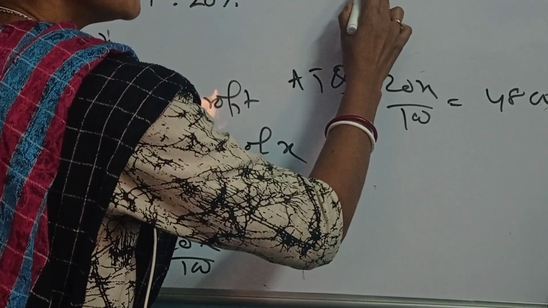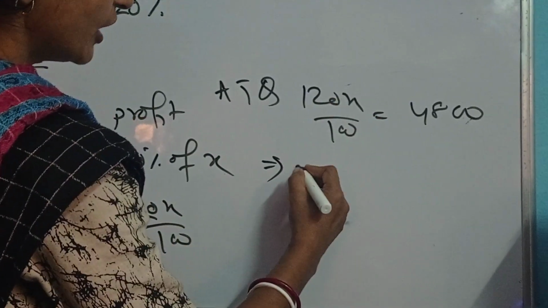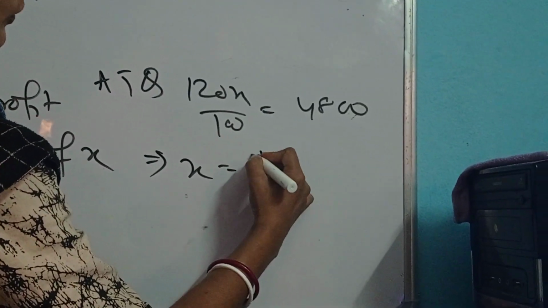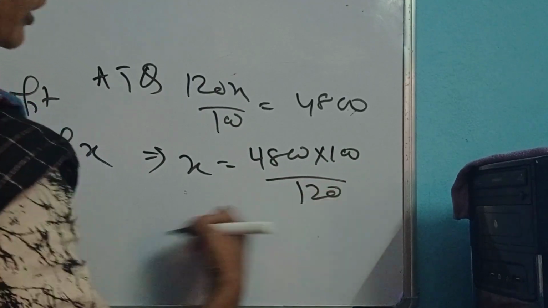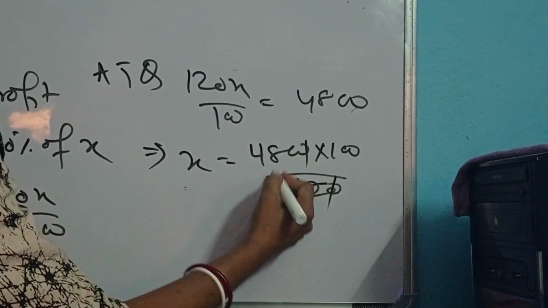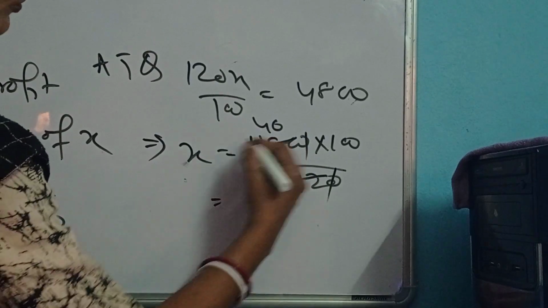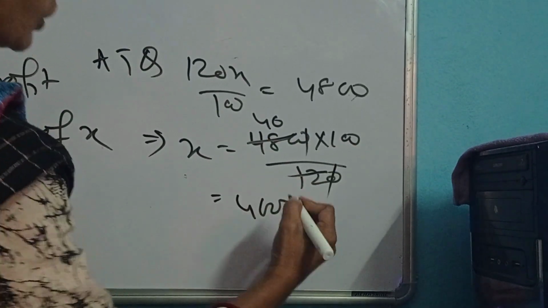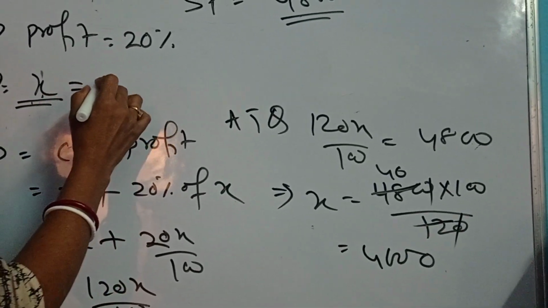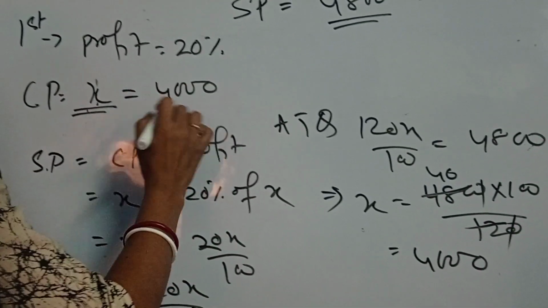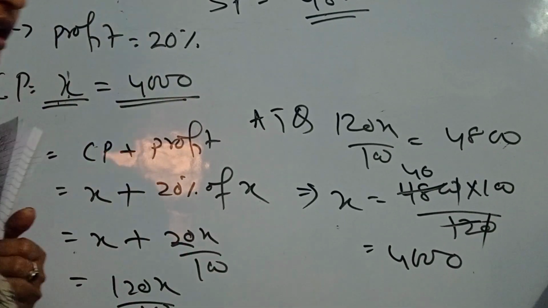This is the SP of one radio set. So what is the value of X? Let's find out. The value of X is equal to 4800 into 100 divided by 120. If I cancel this, it is 12 4s are 48, so 40. So 40 into 100 gives 4,000. So what is the CP for the first radio? It is equal to 4,000. This is the answer for the first bit.